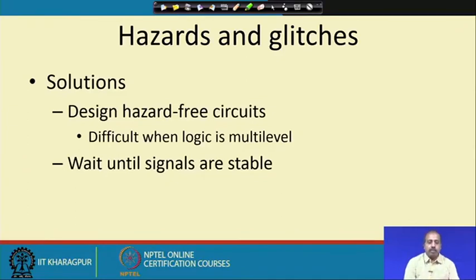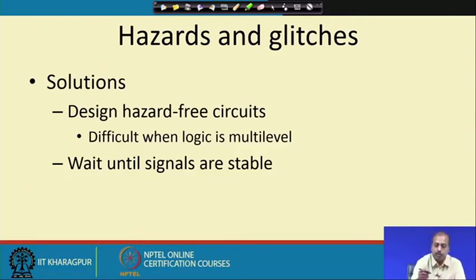So, how do we do it? We design hazard free circuits. This is one possibility: somehow we modify the circuit so that it becomes hazard free. However, it is difficult when we are doing a multi-level realization. Any combinational circuit can be realized in two forms, one is called 2 level, another is called multi-level. In 2 level realization, we have only 2 levels, one AND level and one OR level, or one OR level and one AND level.